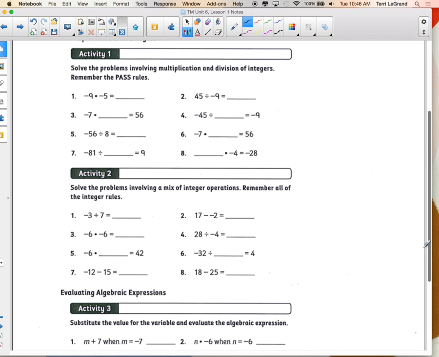The first thing I want you to always do is decide, should my answer be positive or should my answer be negative? What do you think, Derek? Positive. Why do you want it to be positive, Derek? It's two negatives. Yeah, they're the same sign, aren't they? So Derek's right, it's going to be a positive, so we don't need to stick a negative sign there, do we? Now we can just say to ourselves, what's 9 times 5? 45.